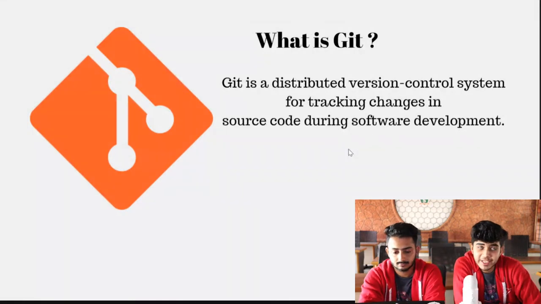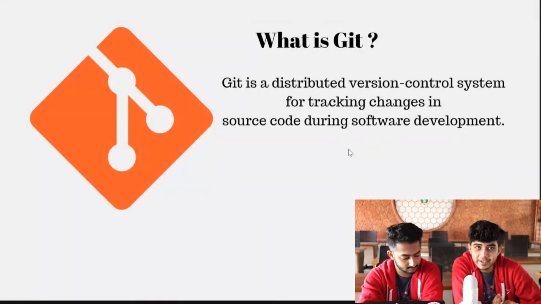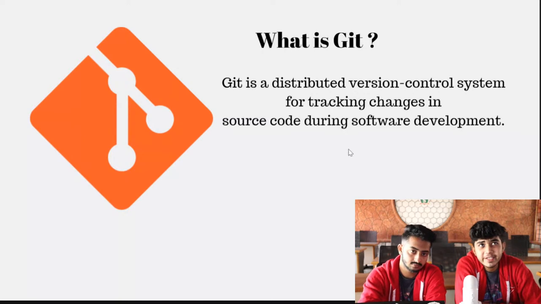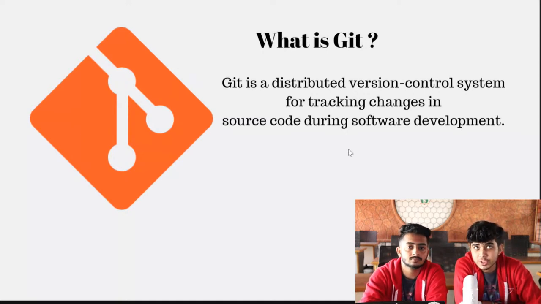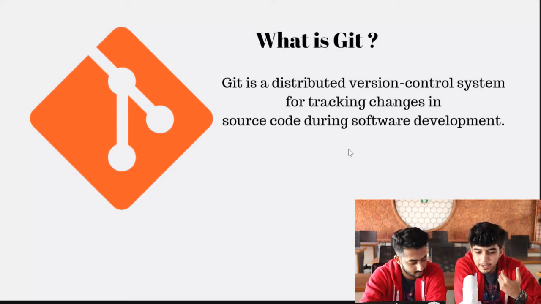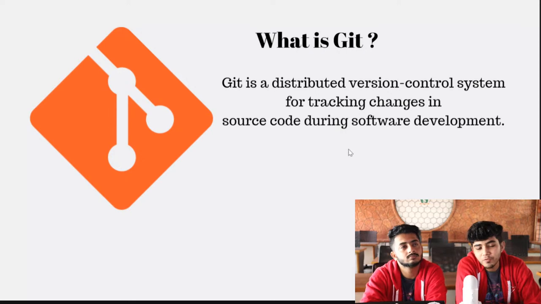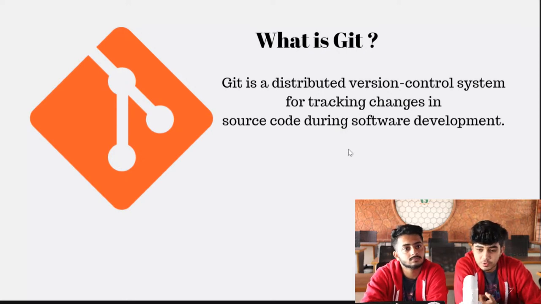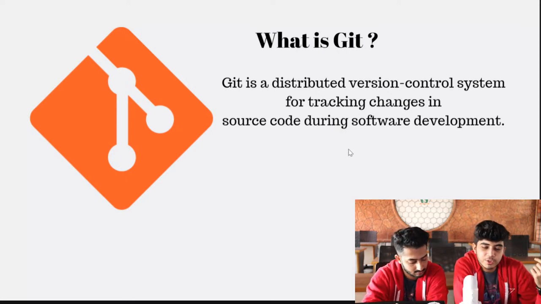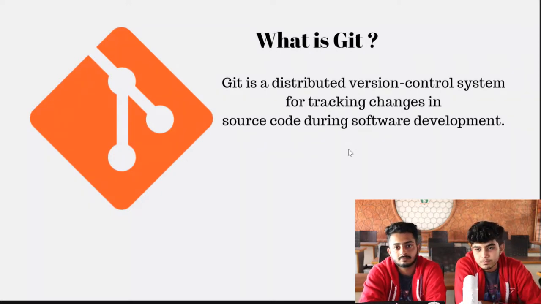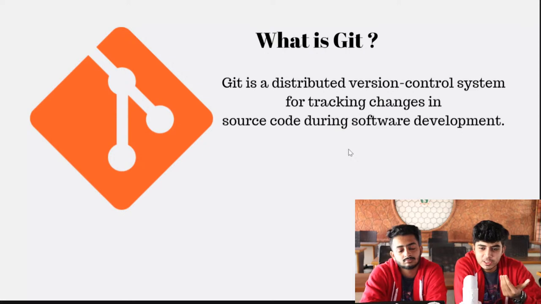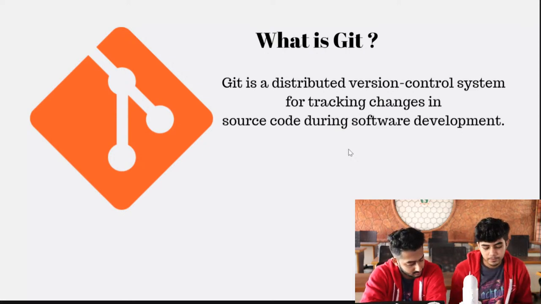So on your screen you can see what is Git. It says Git is a distributed version control system for tracking changes in source code during software development. Git is basically a VCS, a version control system. What comes to your mind when you hear version control system? Basically a software which is controlling your versions, right? It is pretty much that.